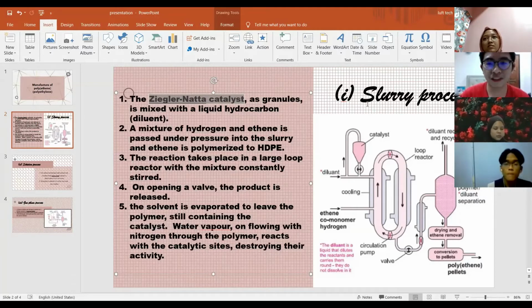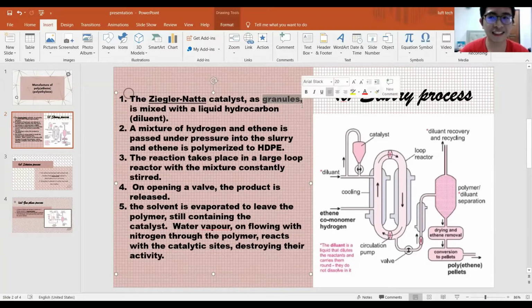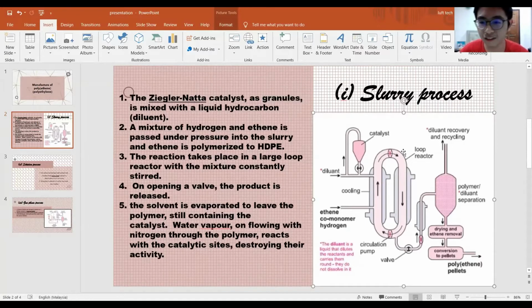So we are going to start with the slurry process. As you can see in the whole picture, the Ziegler-Natta catalyst is formed as granules, which means it is like little stones. The catalyst will be put in here, and it will be mixed with a liquid hydrocarbon, which is a diluent. Then a mixture of hydrogen and ethene is passed under pressure into the slurry, and the ethene is polymerized to HDPE.